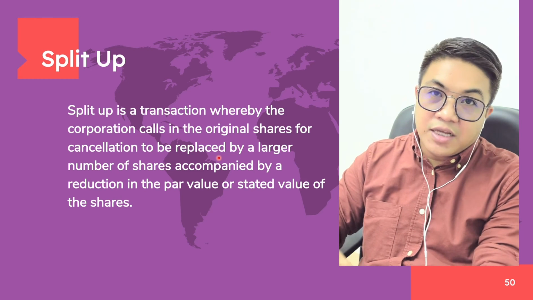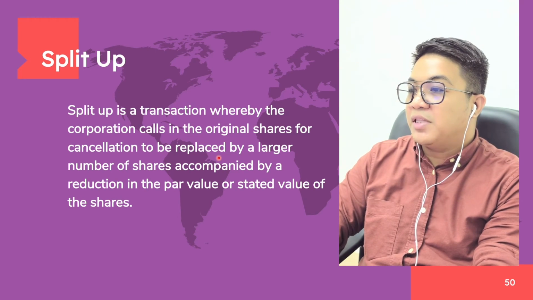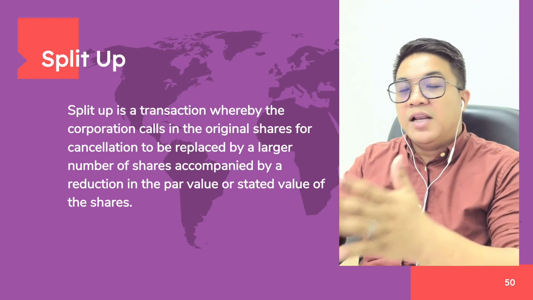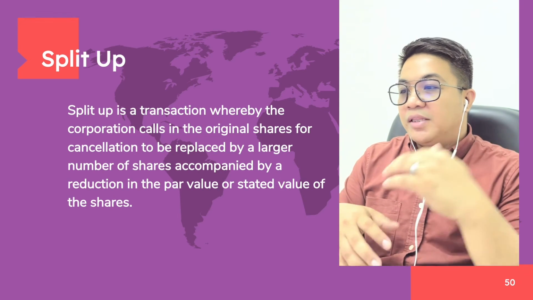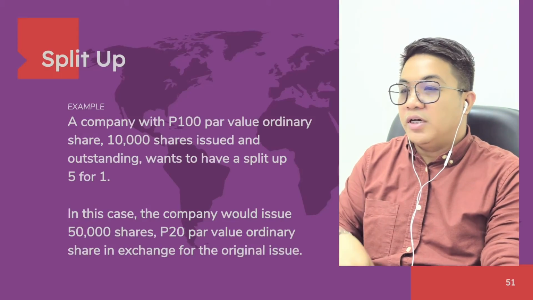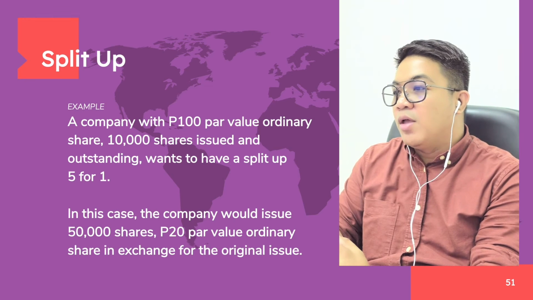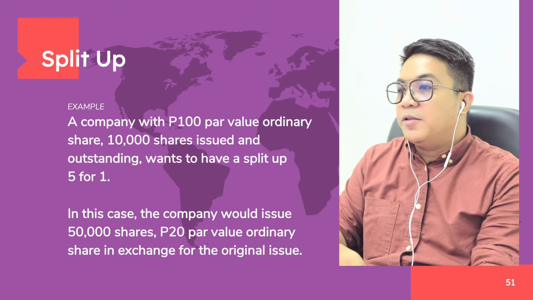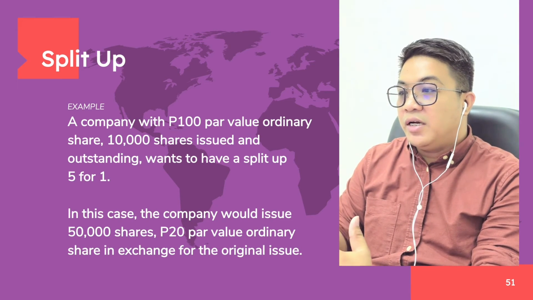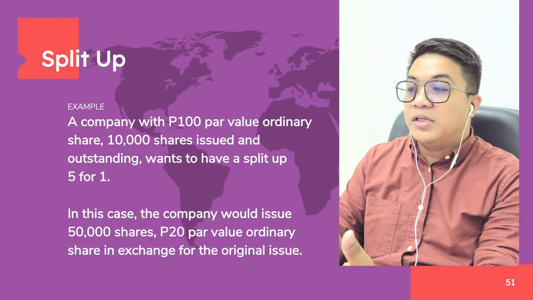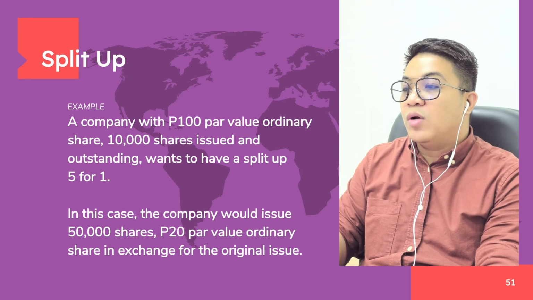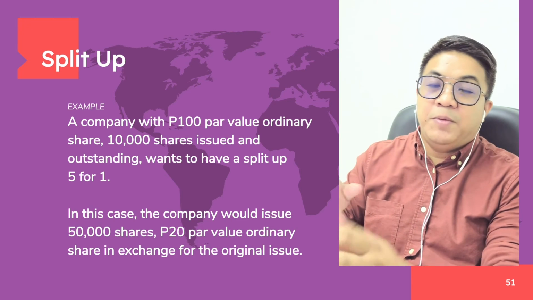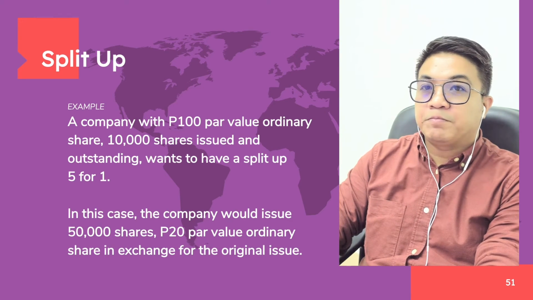Titingnan natin sa next example natin. So, yung definition ng split up is like this. Nag-split sila pero mas malaki yung ipapalit niya na number of shares. So, for example, we have here a company with 100 peso par value ordinary share, 10,000 shares issued and outstanding. Wants to have a split up. Ito, split up siya 5 for 1.